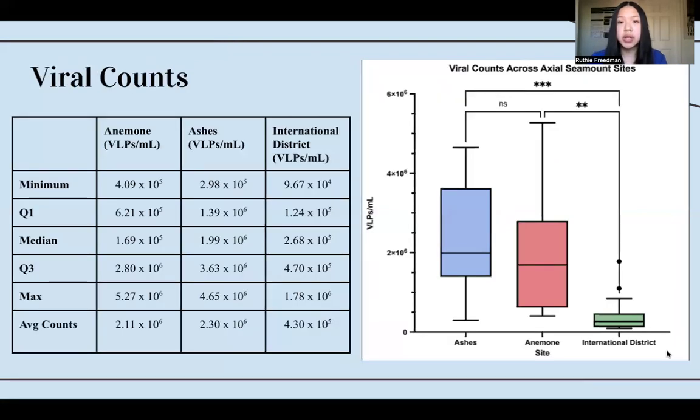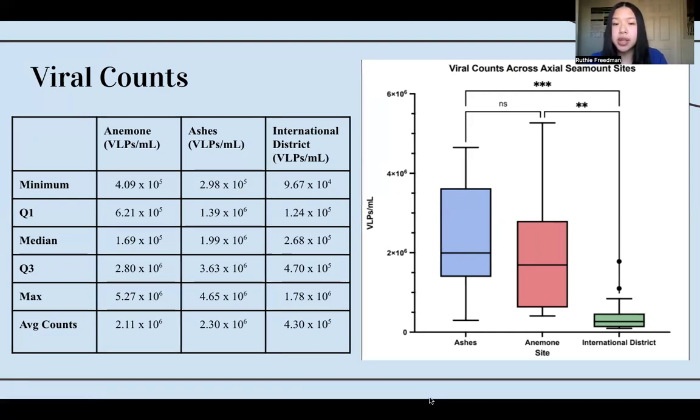Looking at our results, we have it charted here: the minimum, the first quartile, the median, the third quartile, the maximum, and the average counts for each of the sites. On average, International District had the lowest number of counts with 4.3 times 10^5. Ashes had the most VLPs per mL with 2.3 times 10^6, and Anemone followed close by with 2.11 times 10^6. So we can see that there's a decent amount of viruses per milliliter here.